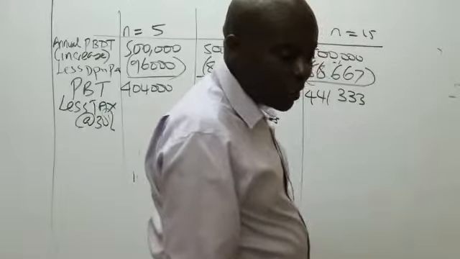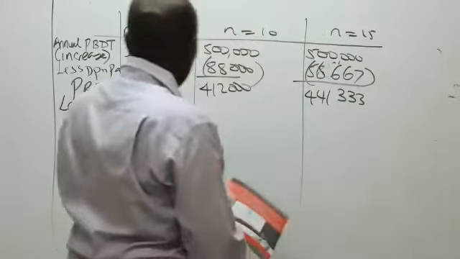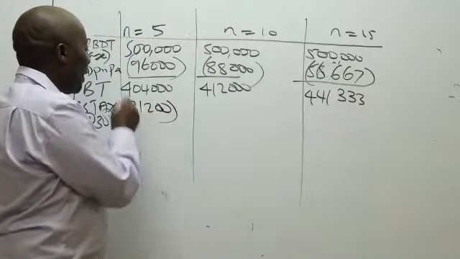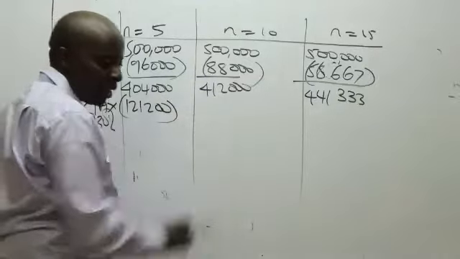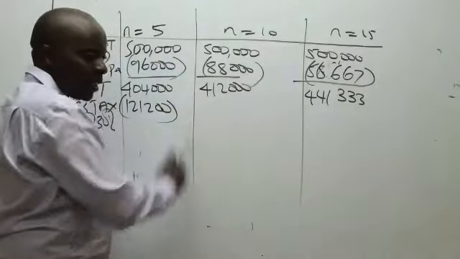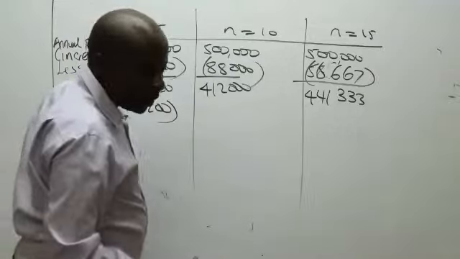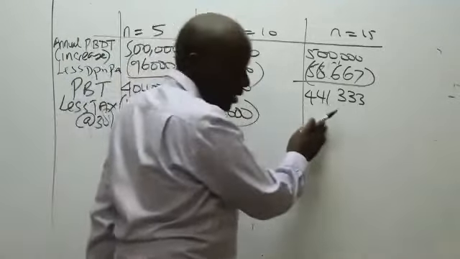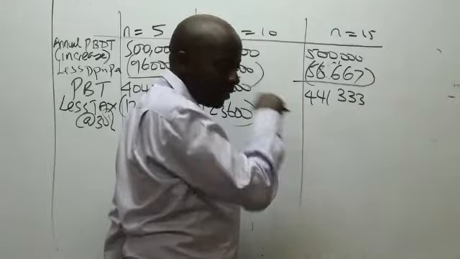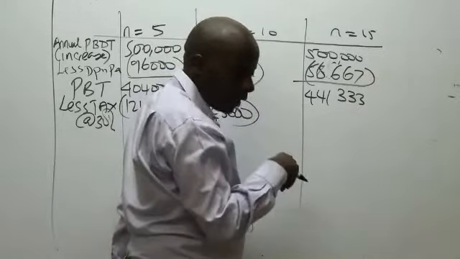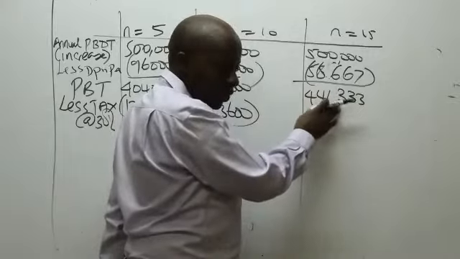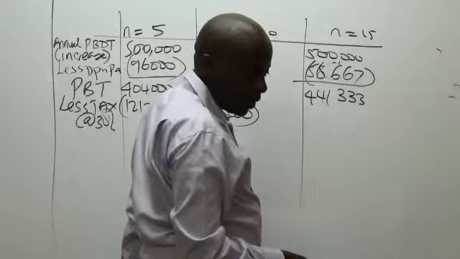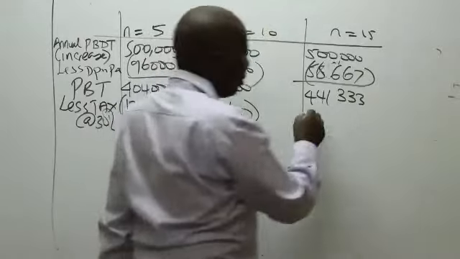Always ensure that your internet is good. 121,200. Somebody is giving me a figure of 121,200 there. How about this one? The tax here. 123,600. How about the tax here? The last one, 30% of this. 132,400. 132 approximately.